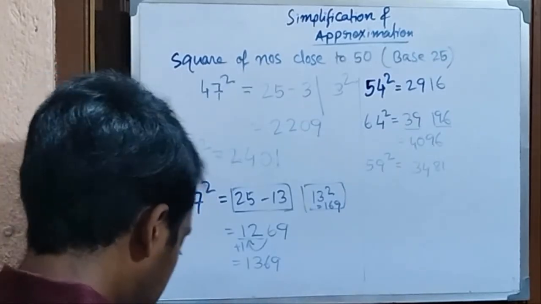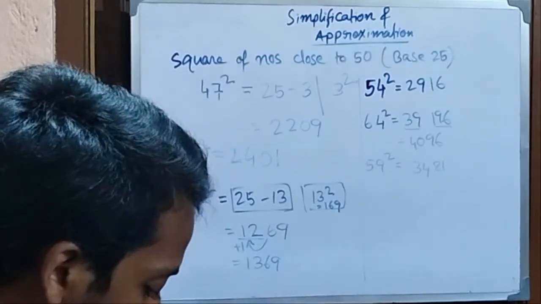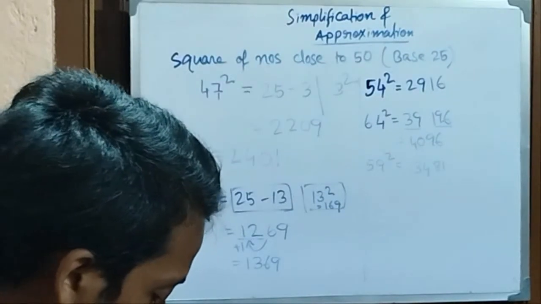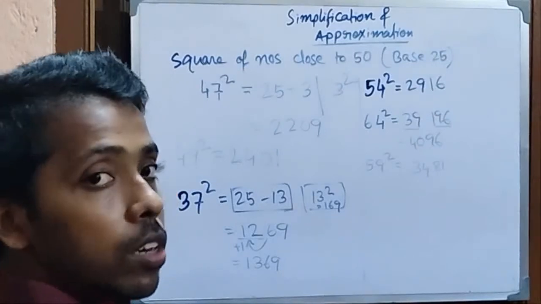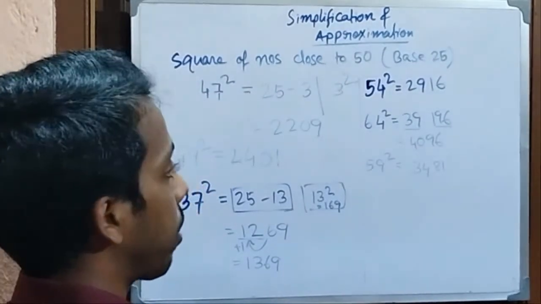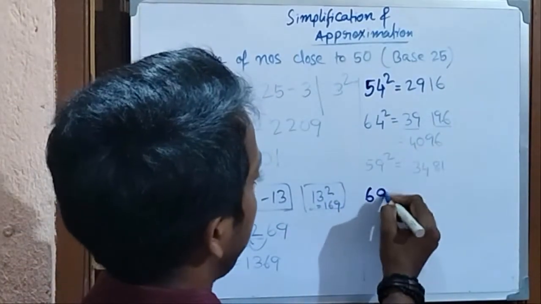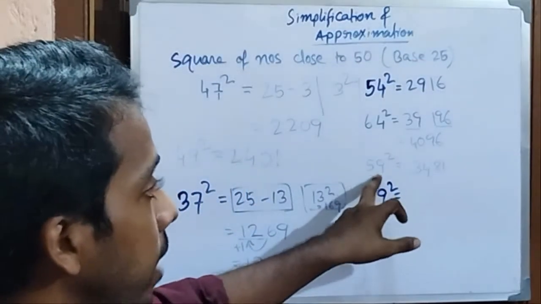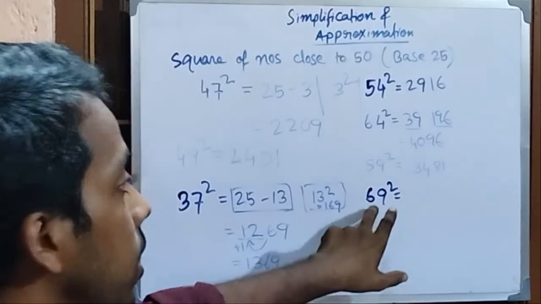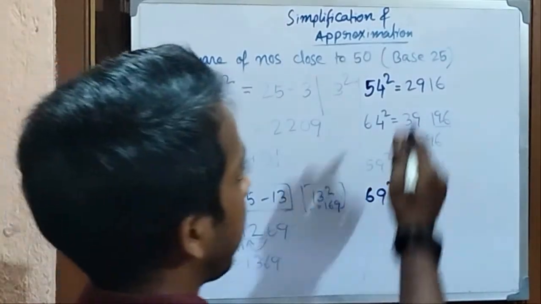69 square is a little bit higher, and you will understand that you have to keep the squares of some higher order numbers in the back of your mind. So 69 square. Here 69 is 19 more than 50. In this case 9 square is 81, okay. Here it is 19 more than 50.